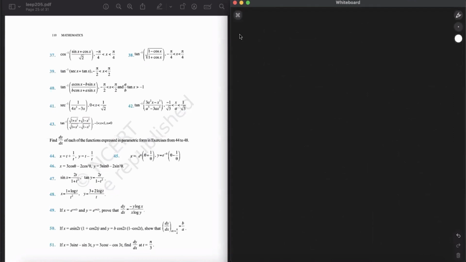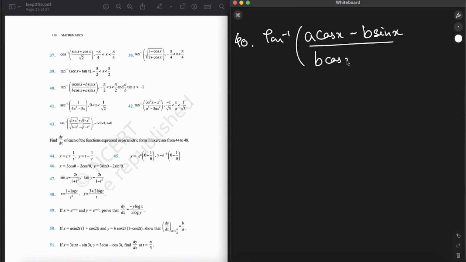Moving forward with the next question, we have question number 40. In this question, we have been given tan inverse of (a cosine of x minus b sine of x) whole divided by (b cosine of x plus a sine x). Here we have also been given the range, minus pi by 2.